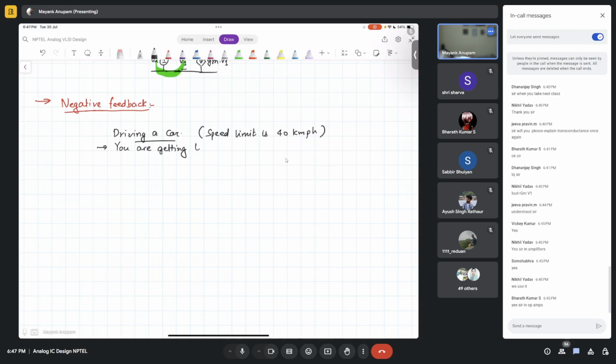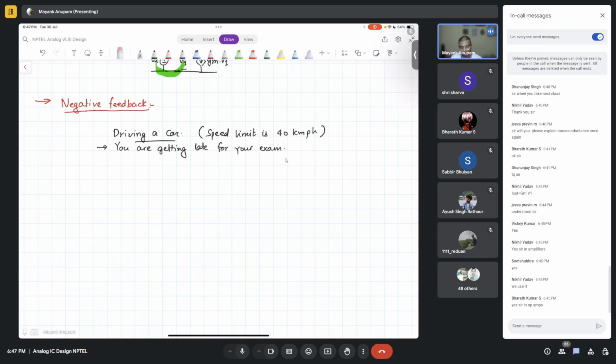You are getting late for your exam, and this is not a simple exam, not an exam that you can miss. It's the exam you have been preparing for like 4 years, so you do not want to miss it. But at the same time, your maximum speed can be 40 kilometers per hour. You cannot go beyond this speed.